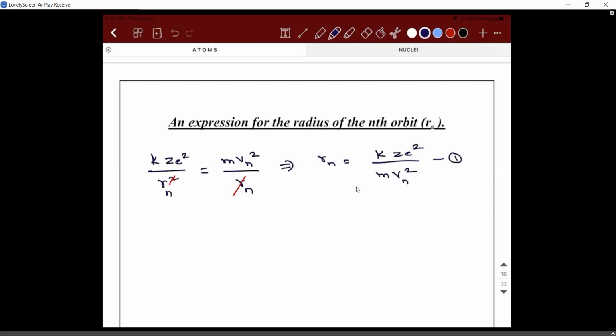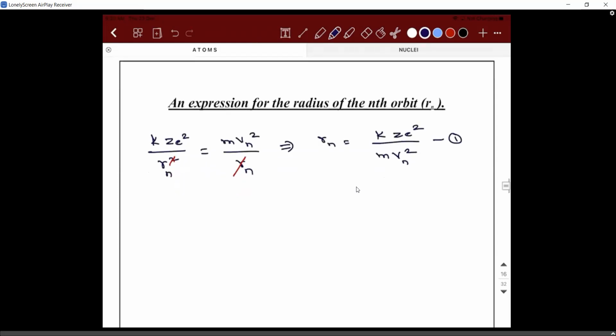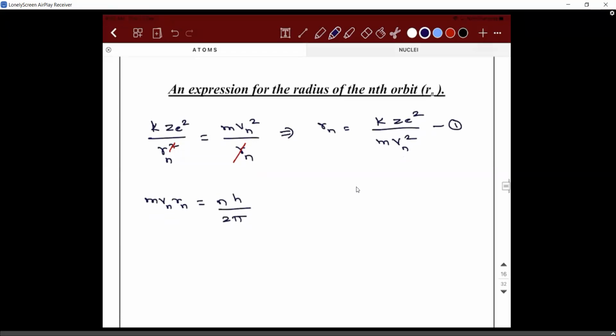What is it that we were supposed to eliminate from this? We plan to eliminate vn. So for eliminating vn, we applied the concept of conservation of angular momentum, which is called Bohr's quantization condition. Which implies vn is equal to n h divided by 2 pi into m into Rn. I hope you're able to understand that here mass is the mass of the electron, not the proton. This is equation number 2.